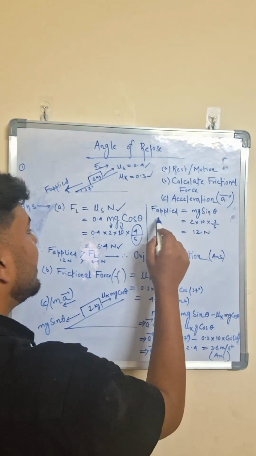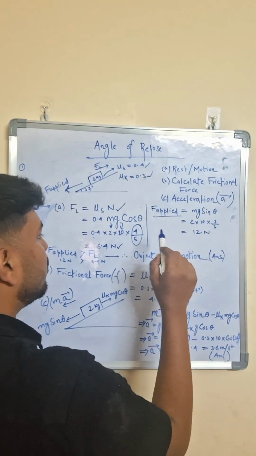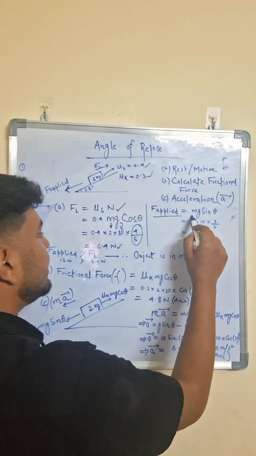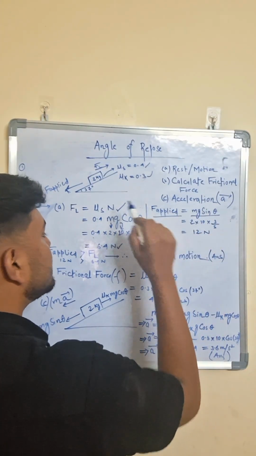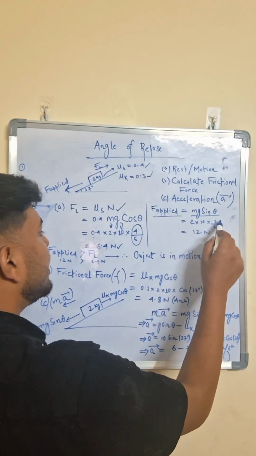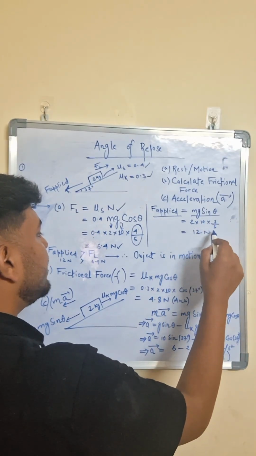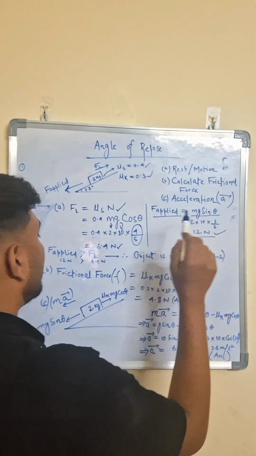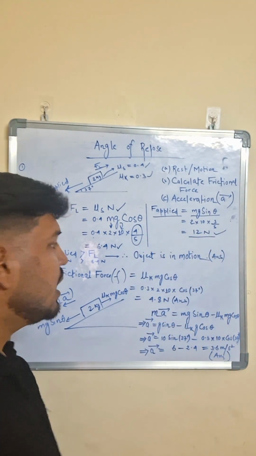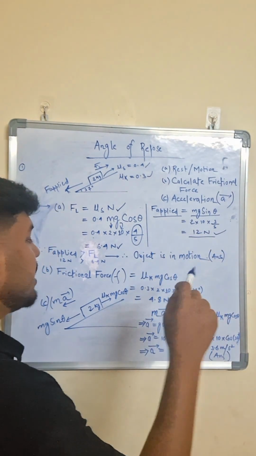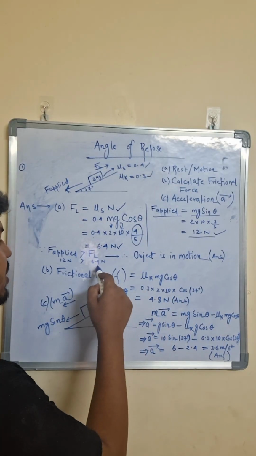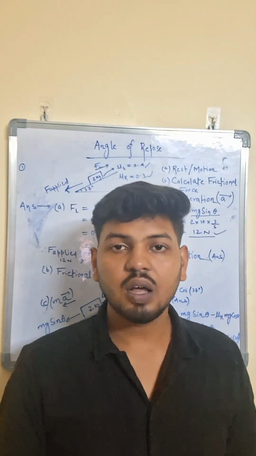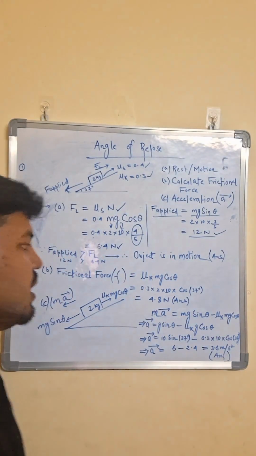Now we are taking out the applied force. Applied force is equal to mg sin theta. Here the theta value is 37 degrees. We are putting all the values and we are getting 12 Newton applied force. Now we can see the applied force is greater than the limiting friction. So from here we can conclude that the object will be in motion.